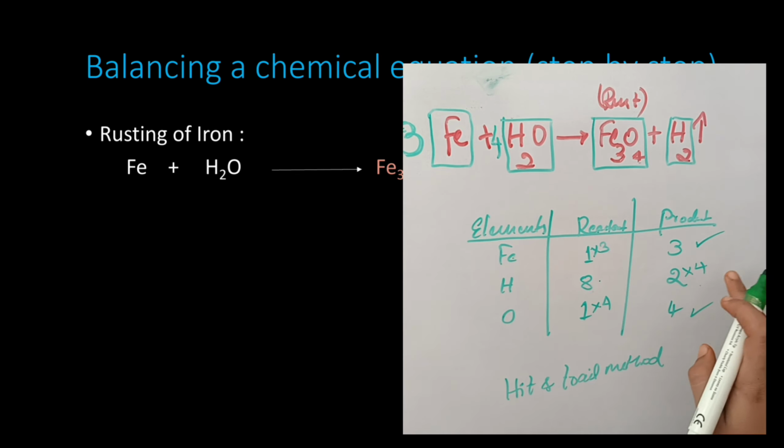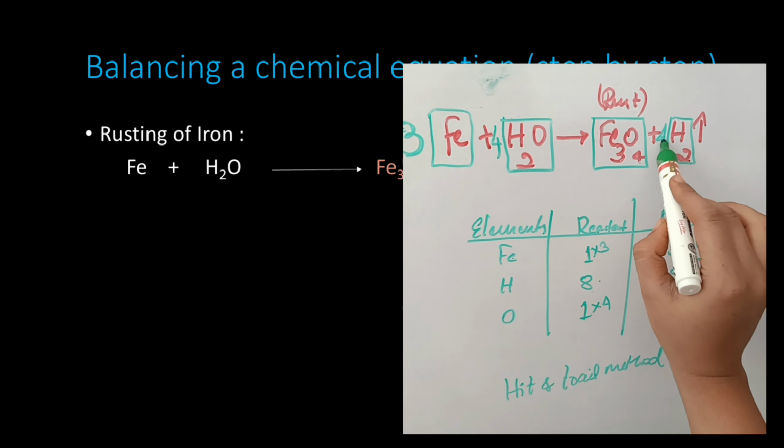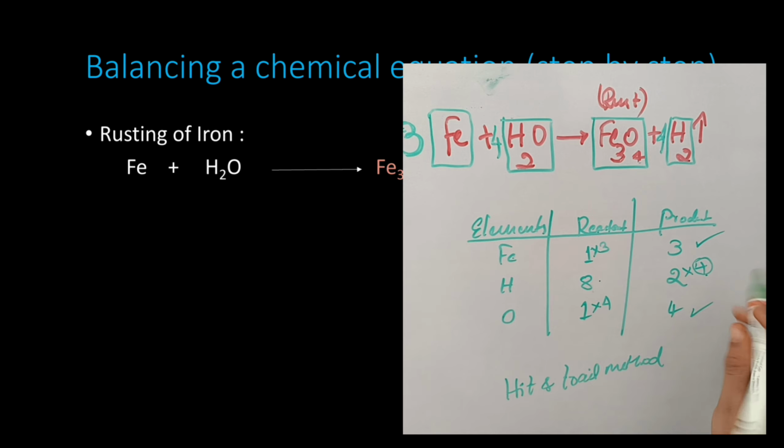So we are multiplying on the product side. How much are you multiplying? You're multiplying 4. When you multiply 4 here, 4 2s becomes your 8 hydrogen. So this is now a balanced chemical equation.